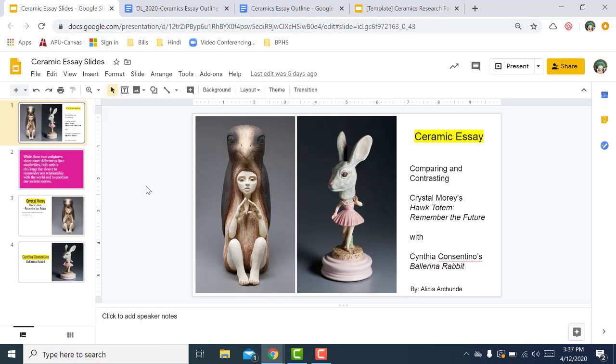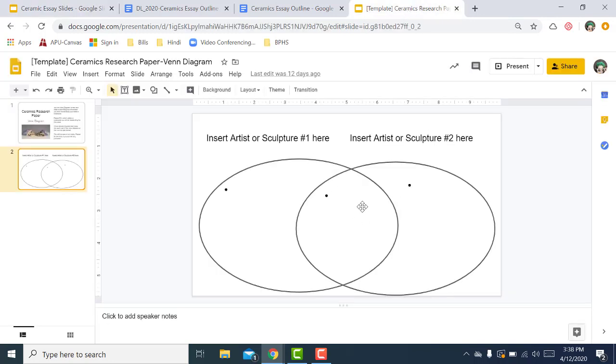Now, I'm going to be discussing these two sculptures. This one is by Crystal Moray, and this one's by Cynthia Constantinos. So I'm going to be working on two sculptures. You might be working on two artists, and that's perfectly fine. After you've figured out what you're going to do, that's when you guys work on your Venn diagram.